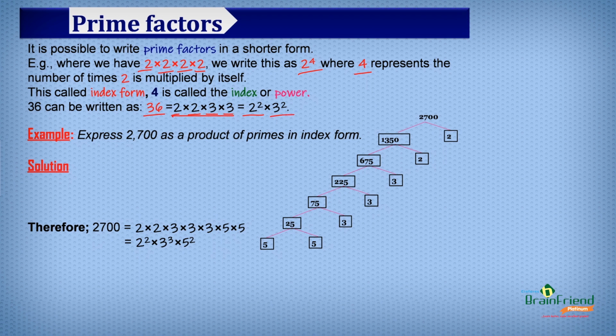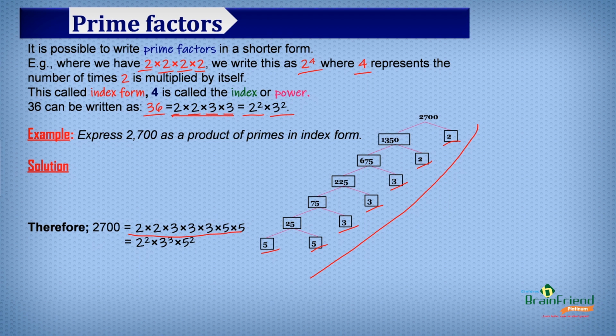Now an example here says express 2700 as a product of primes in index form. Now we use our tree method here. You can see we have used the tree method to factorize the number 2700. Now we can go ahead to pick out our prime factors here. And we have listed these prime factors: 2 multiplied by 2 multiplied by 3 multiplied by 3 multiplied by 3 multiplied by 5 multiplied by 5.